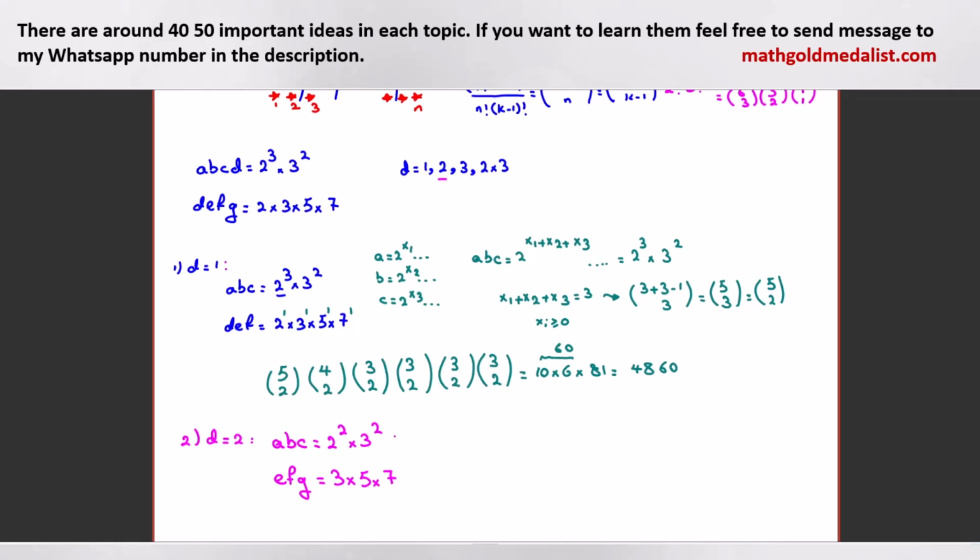And then how many cases do we have here? 4 choose 2. Again, let's write both of them in one row. For 2, 4 choose 2. Similarly, for 2, 4 choose 2. For these ones, 3 choose 2, 3 choose 2, 3 choose 2. So it will be 4 choose 2, 4 choose 2, 6 times 6 times 3, which is 27.